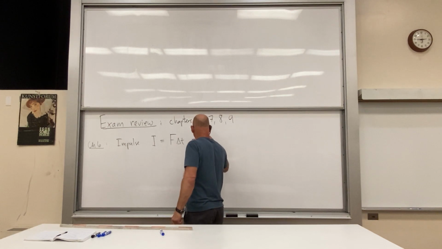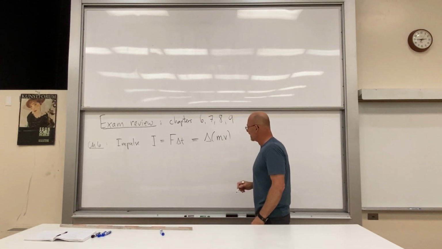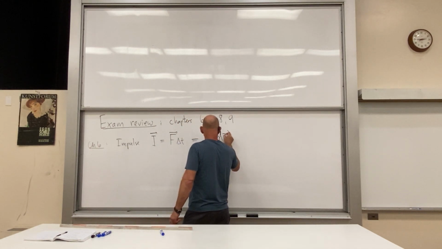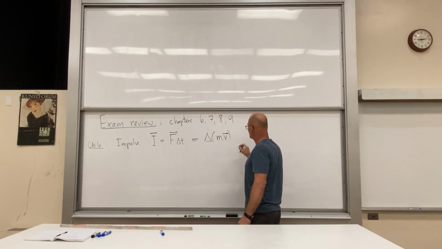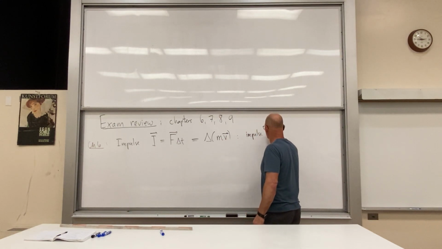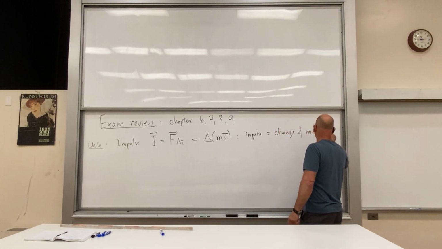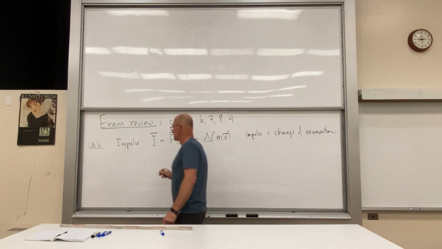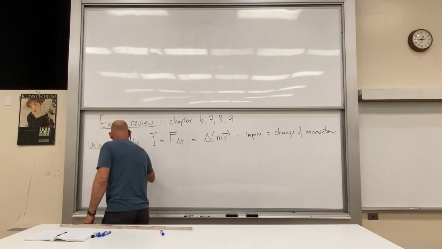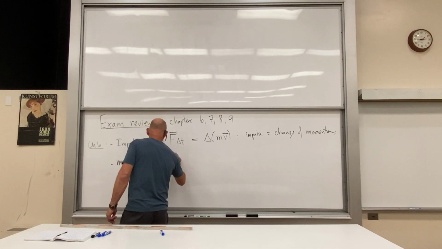The impulse equals the change of this quantity mv. I can actually put a vector on it if I need to. So impulse equals change of momentum. Impulse equals change of momentum. And momentum is this product m times v. P equal to mv.